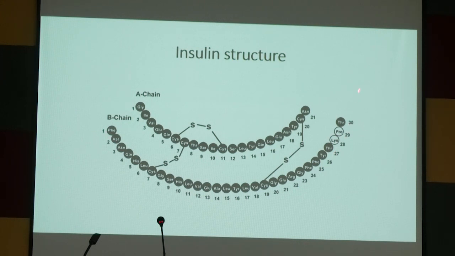In this structure we can see there are also disulfide linkages. Here is one disulfide linkage, here is another, and here is another. So in this structure, there are two kinds of disulfide bonds. Can anyone tell me what the two types are? Interchain and intrachain. So this is the intrachain disulfide linkage, and this is the interchain. These two.